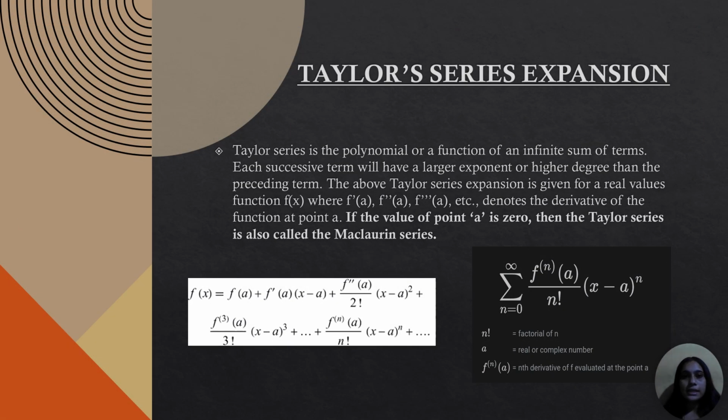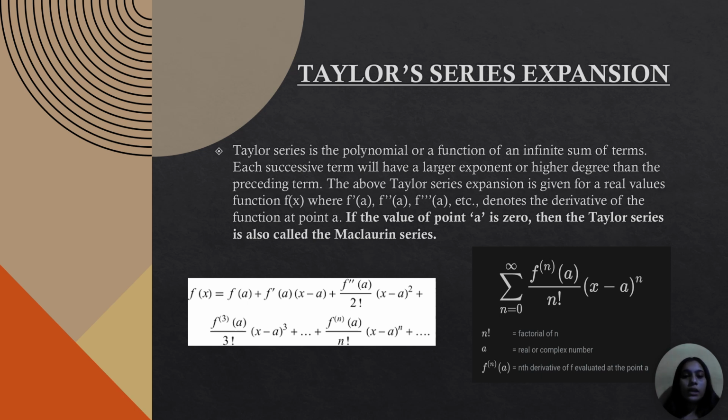Now let us know what is Taylor series expansion. Taylor series is a polynomial or a function of an infinite sum of terms. Each successive term will have a larger exponent or higher degree than the preceding term. The above Taylor series expansion is given for the real values function f of x, where f dash of a, f double dash of a, and f triple dash of a, etc. denotes the derivative of a function at point a. If the value of point a is 0, then the Taylor series is also called as Maclaurin series.